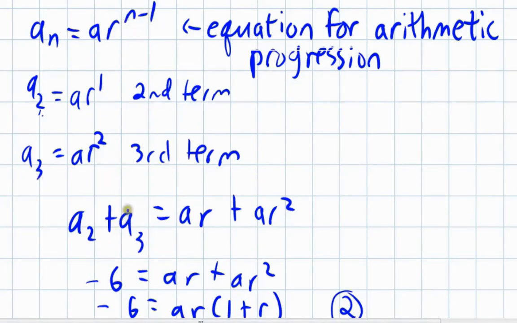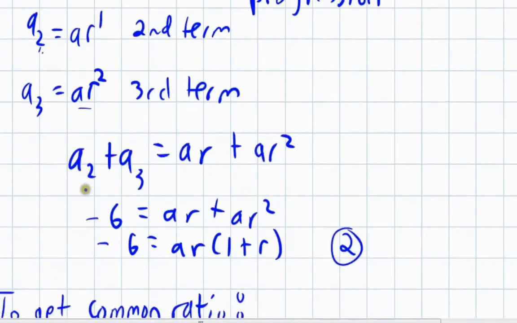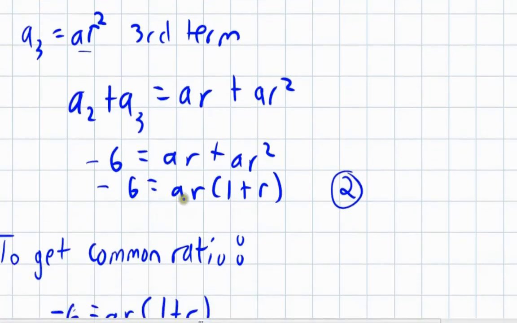And then they told us that the second term added to the third term is equal to negative 6. So A2 plus A3 is going to be equal to negative 6, and these expressions for A2 and A3 added up will also be equal to negative 6, so I set them equal to each other. Then we just go ahead and simplify, and you see I've pulled out a 1 plus R here, and you'll see why that's useful in a moment. But this is my second equation.